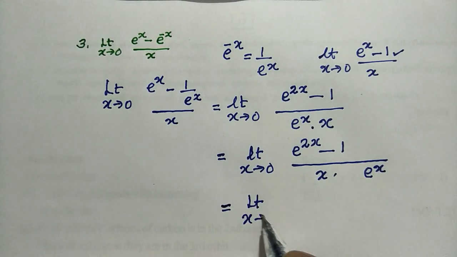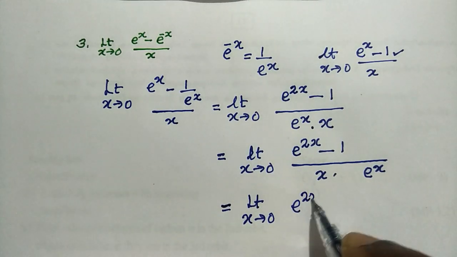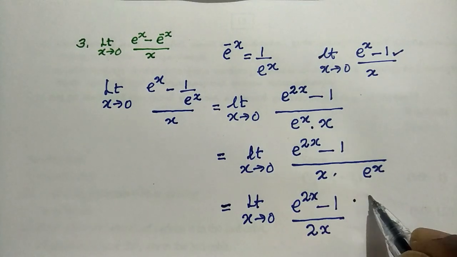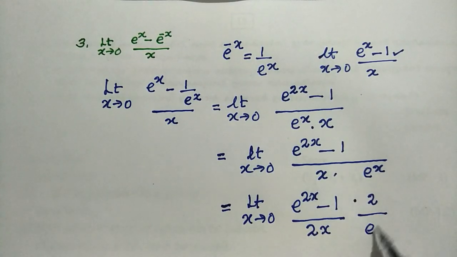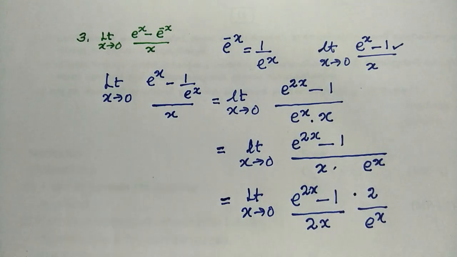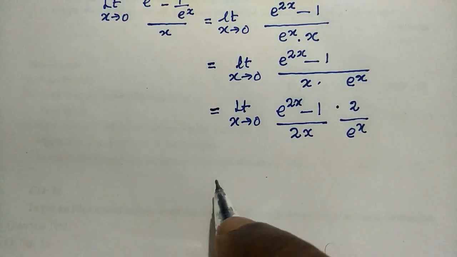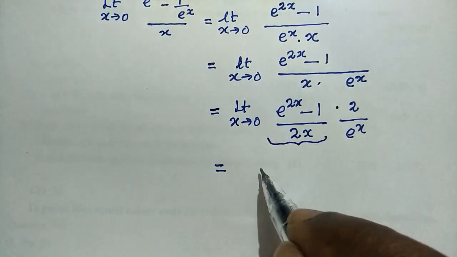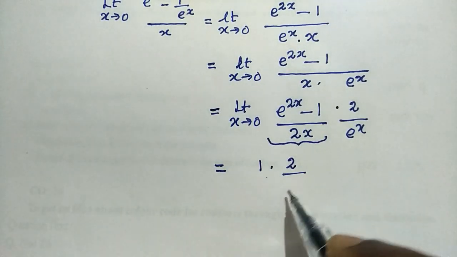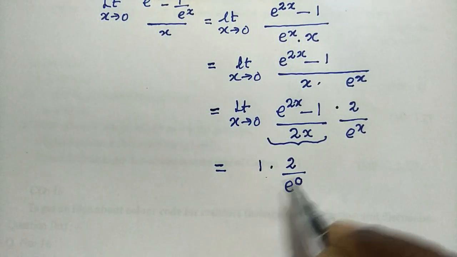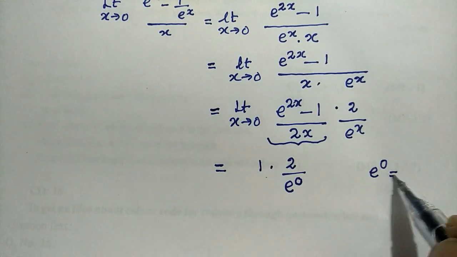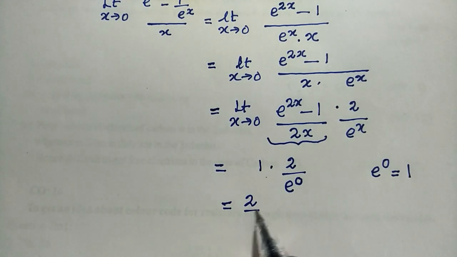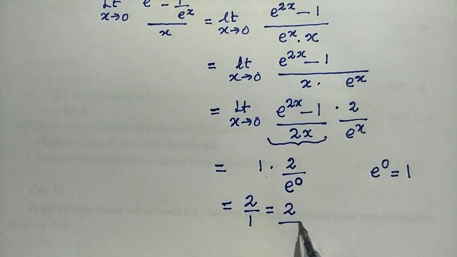Limit x tends to 0, (e raised to 2x minus 1) by 2x, so into 2 in the numerator, the e raised to x remaining there. Then you can apply this standard result here. Then you need not write limit x tends to 0 again. So this part will be 1 into 2 by e raised to 0, because x is equal to 0, and e raised to 0 is equal to 1 because any number raised to 0 is equal to 1. So finally 2 by 1 and that is equal to 2. So this is the answer.